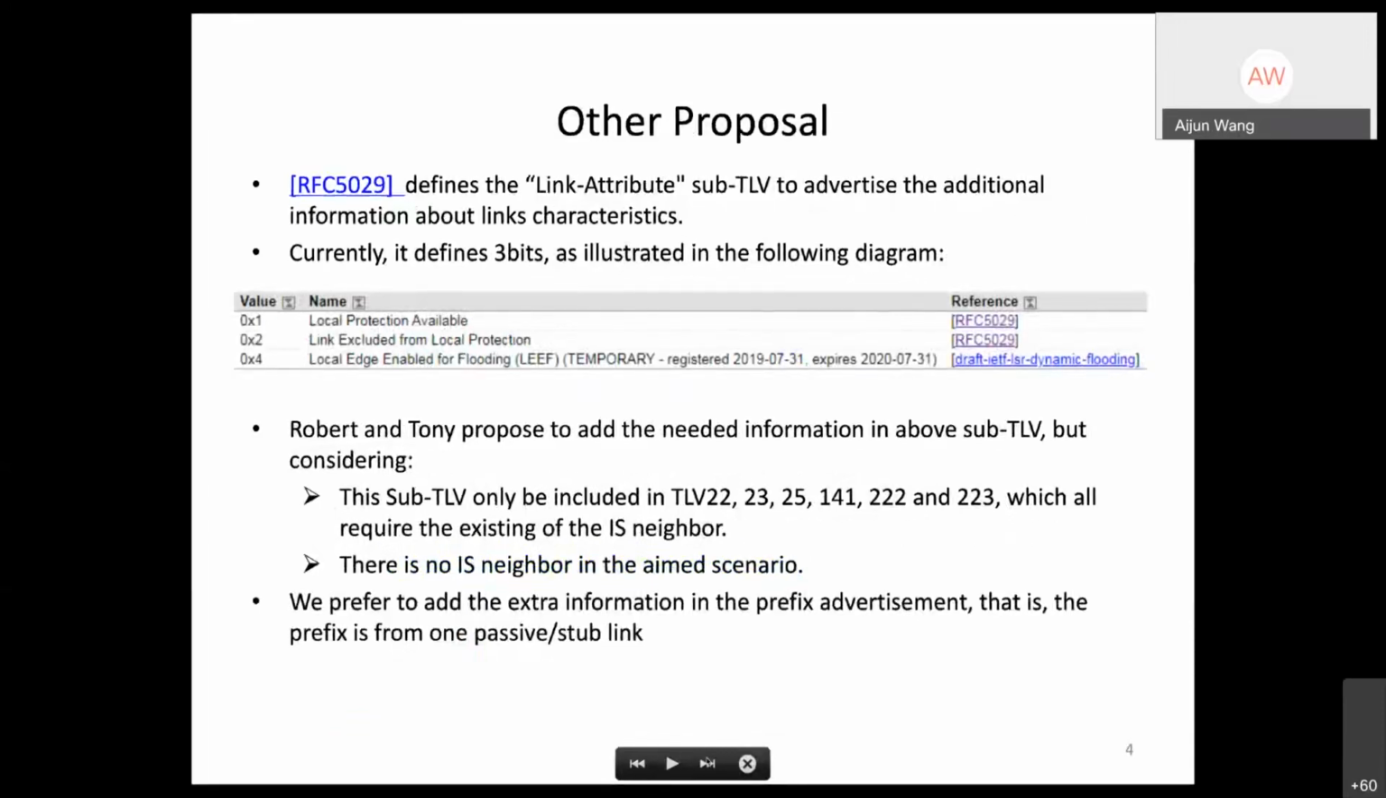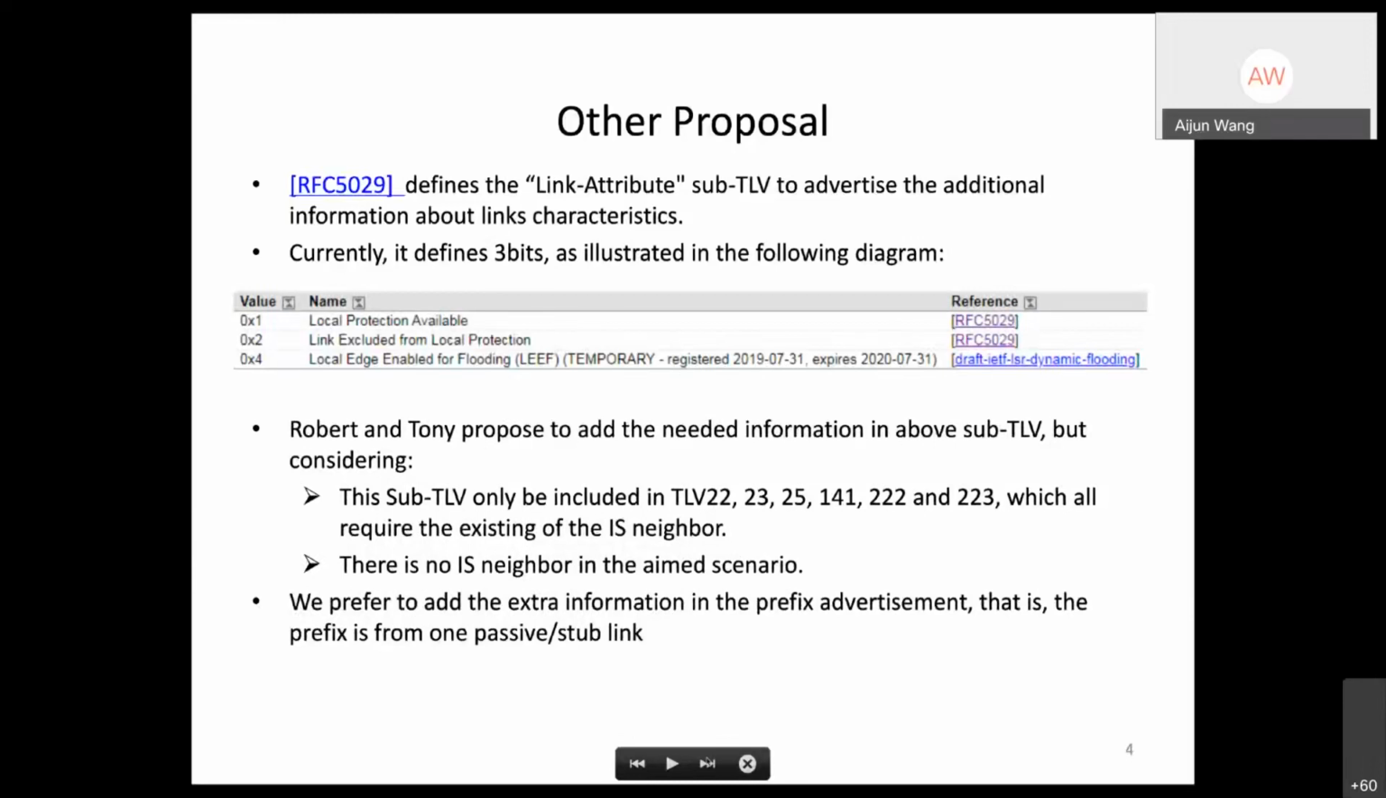We have had some discussion on the main list. There are other proposals for this question. As Tony and Robert had mentioned, RFC 5029 has also defined the link attribute sub-TLV to advertise additional information about the link characteristics. Currently, they define 3 bits, but we have investigated this sub-TLV and found that it is only included in the TLV related to the existence of the IS neighbor.